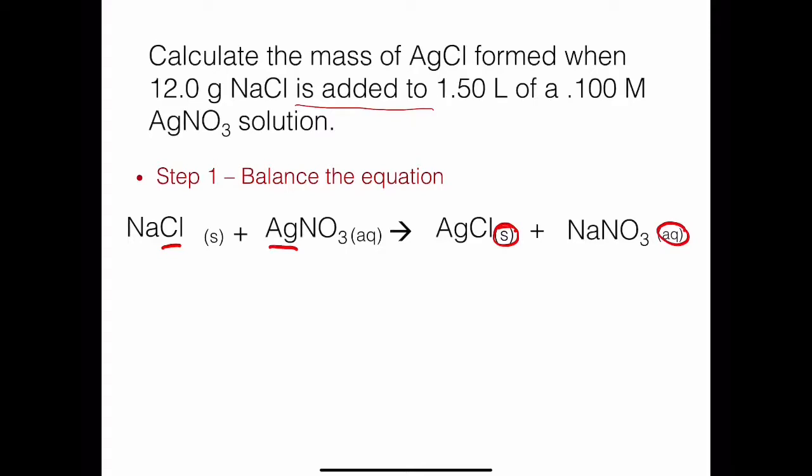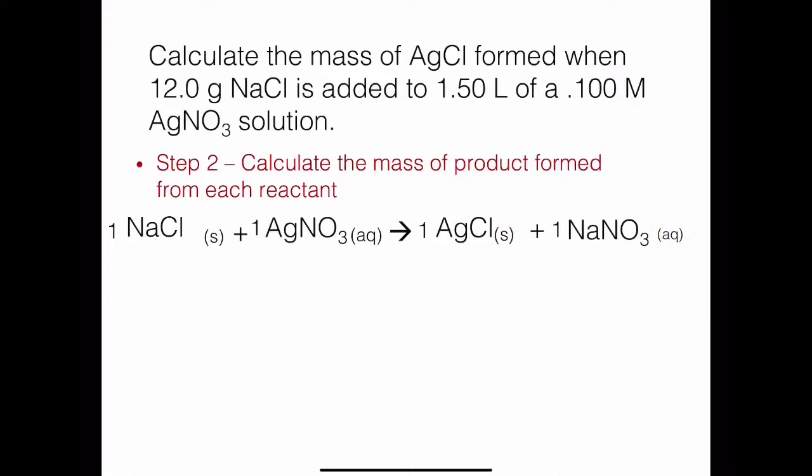Now we need to balance this equation. So we can see that in fact it's already balanced. Everything is a 1-to-1-to-1 ratio. Step 2 is to calculate the mass of product formed from each reactant. We have information about both reactants, so using a little stoichiometry practice, we're able to do this.